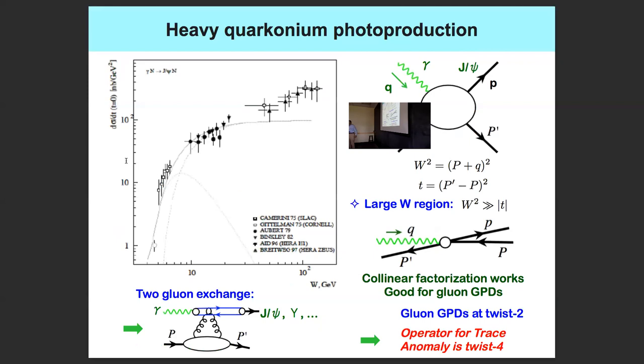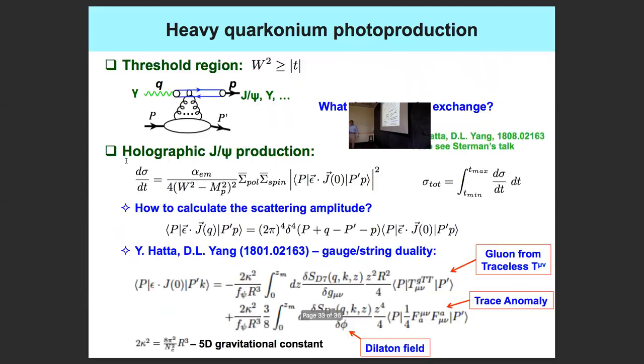Going in the opposite direction. So you can show that because that kinematics actually helps you to prove factorization, even though T is sufficiently small compared to the hard scale. That's actually a very, very important part of it. You can actually do the collinear factorization. So the whole GPD factorization is collinear factorization. Then the example is, if you go to that region, if T is so small, then you can have exchange of multiple gluons.